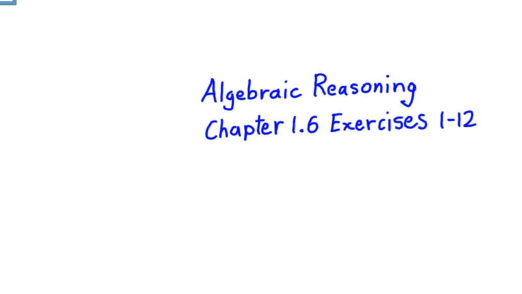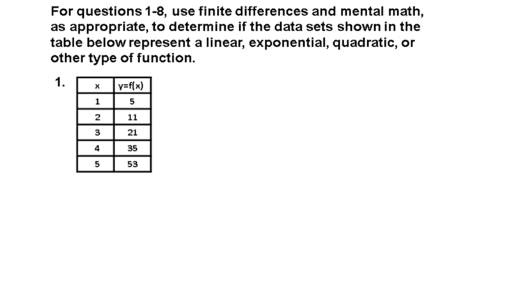Algebraic reasoning, chapter 1.6, exercises 1 through 12. This section of the book, 1.6, has to do with quadratic functions. We, thus far, in algebraic reasoning, have been working through linear functions and exponential functions, and now we go on to quadratic functions. For questions 1 through 8, use finite differences and mental math as appropriate to determine if the data sets shown in the table below represent a linear, exponential, quadratic, or other type of function.